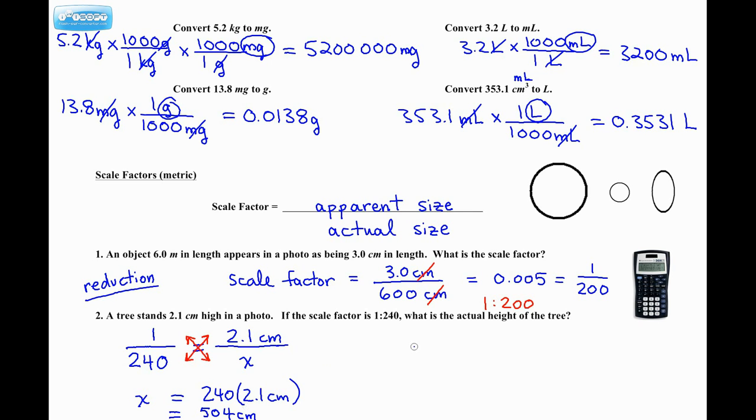Okay, now the question didn't specify what units, so we could actually finish right here, but you could also convert it to meters if you like. So that would be 5.04 meters. Chances are the height of a tree would be given in meters. But there you go. Either answer is okay if the question doesn't say.